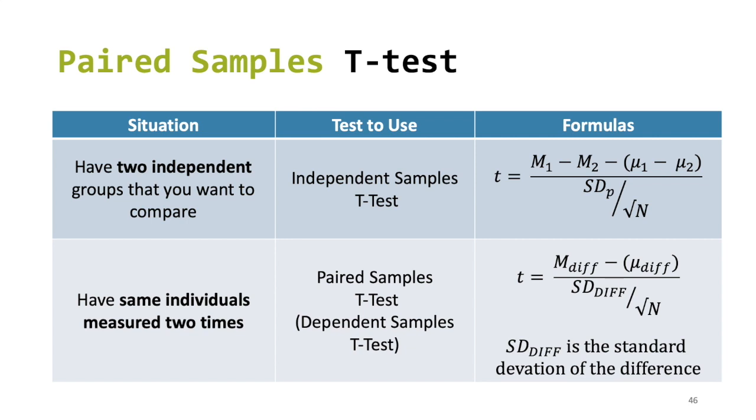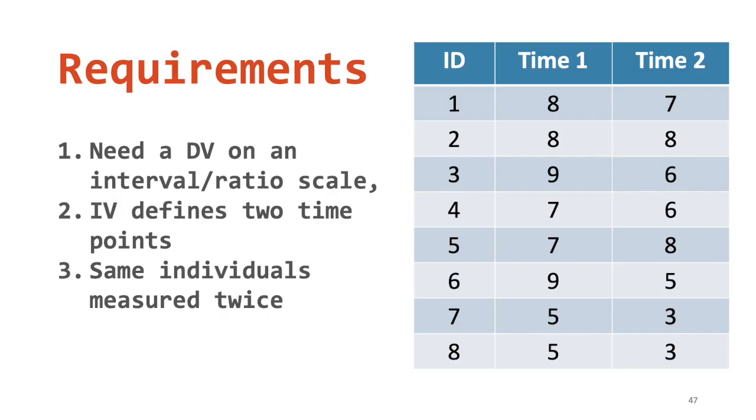That means the main thing that we need to do for the paired samples is get a difference score. We're just comparing pre-test and post-test with each other, taking the mean and comparing that to 0. In order to do this, we need a dependent variable on an interval ratio scale again, and we need the IV to define 2 time points.